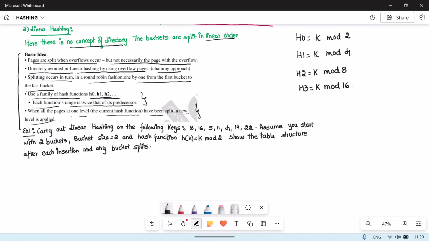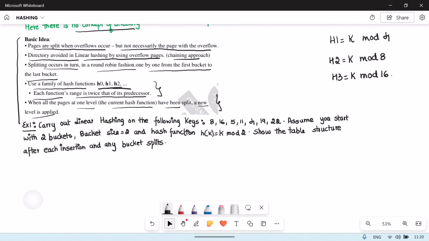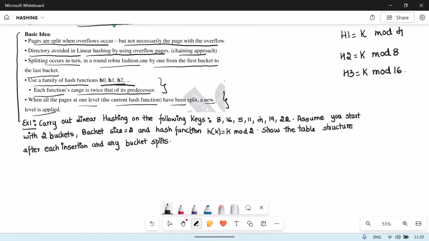Okay, so we will take up one example. Carry out the linear hashing on the following keys: 8, 16, 5, 11, 4, 19, 22. Assume that you start with two buckets and the bucket size is 2 and the hash function h of k is equal to k mod 2. Show the table structure after each insertion and any bucket splits. We will do this. Then you will be able to understand how linear hashing has been carried out.